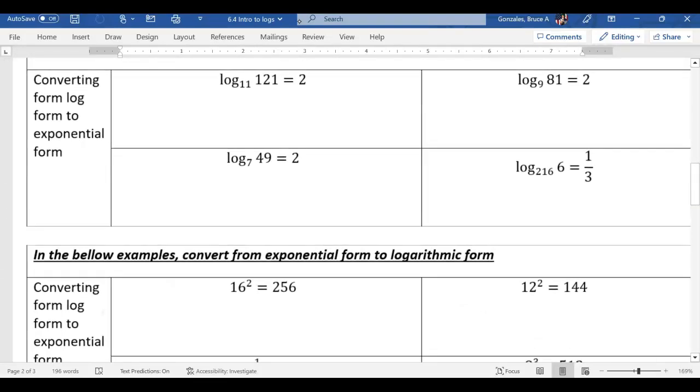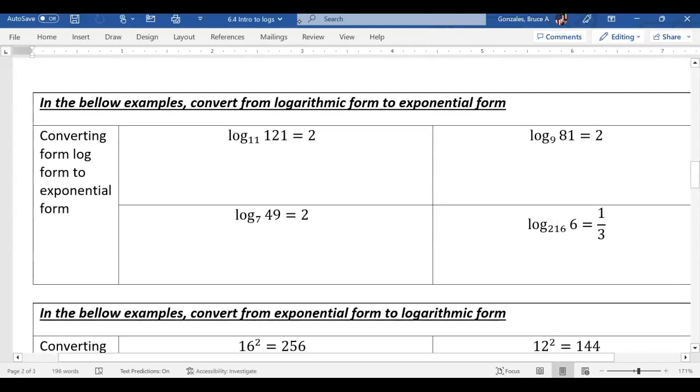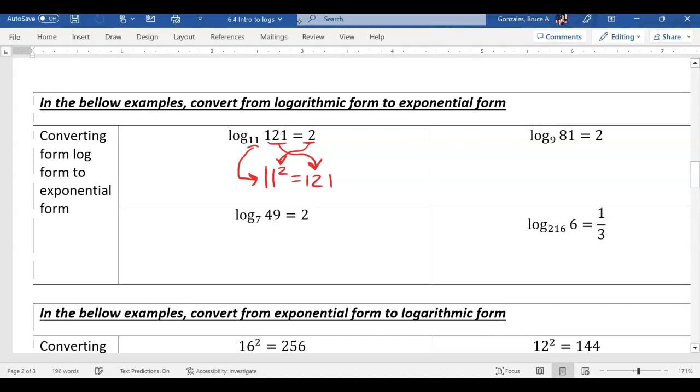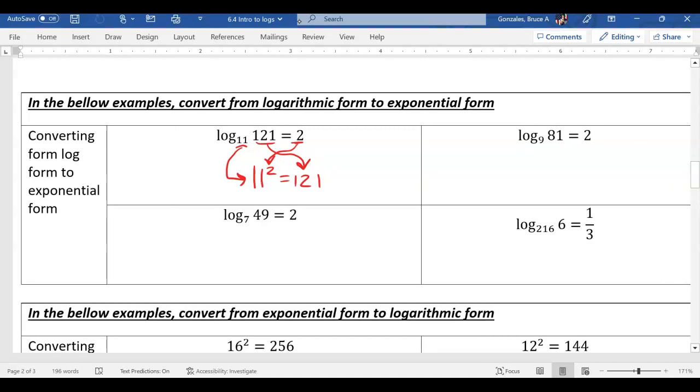What about rewriting these? So let me show you how to rewrite these, okay? This number, the little base, goes here. This number becomes the exponent right here. Equals, and this middle number is what it results in. 11 squared equals 121. That's true. Let's try it again. This little base, rewrite it. This is now the exponent, equals, and then this is the result. 9 squared is 81. That's true.